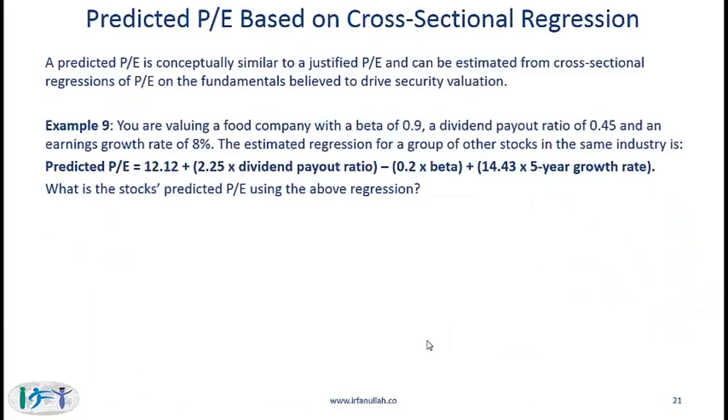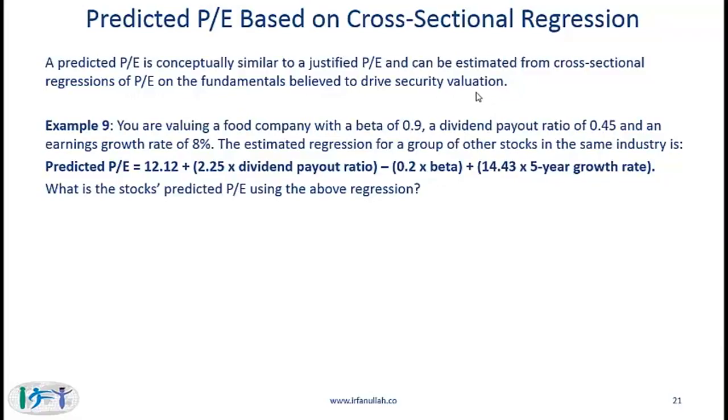All right, so we've talked about a comparison-based method for coming up with PEs. We've talked about a fundamentals-based method. Now, this is a third method which connects with regression, something that you've studied in quant. Predicted PE based on cross-sectional regression. This might seem a little different from everything else in this reading, but it is mentioned explicitly in the learning objectives, and hence I am covering it. A predicted PE is conceptually similar to a justified PE and can be estimated from cross-sectional regressions of PE on the fundamentals believed to drive security valuation.